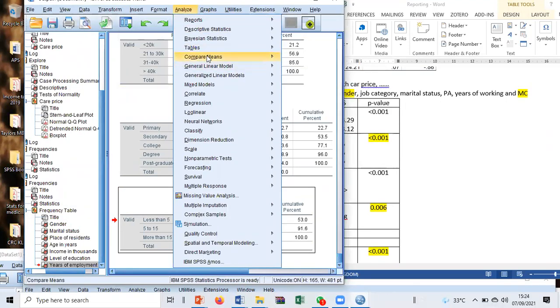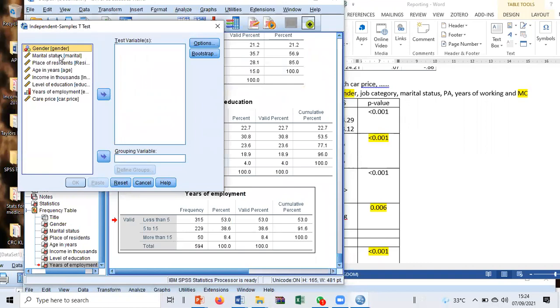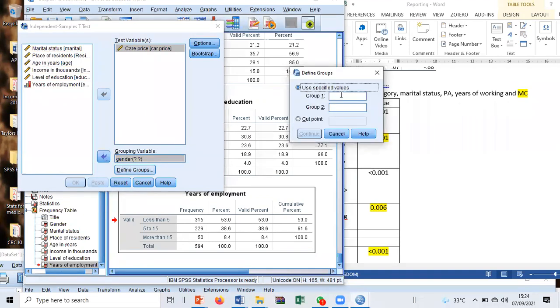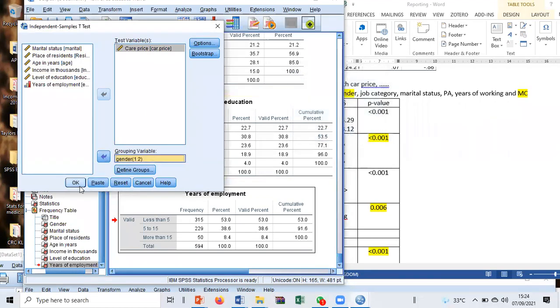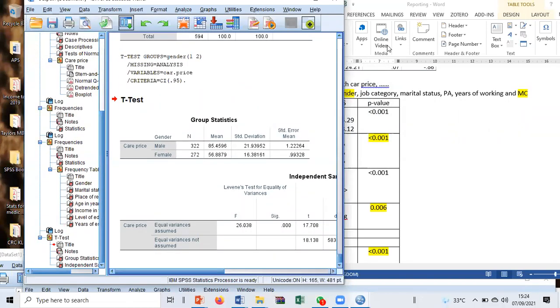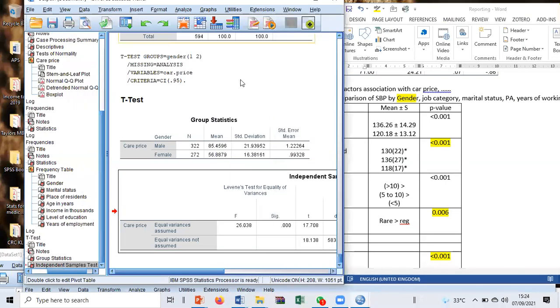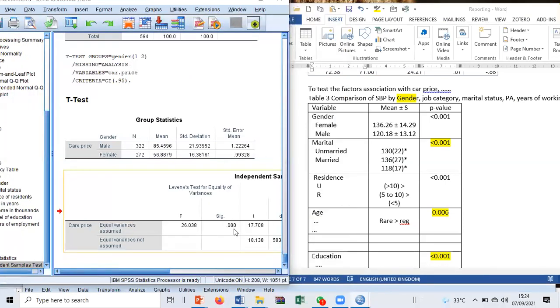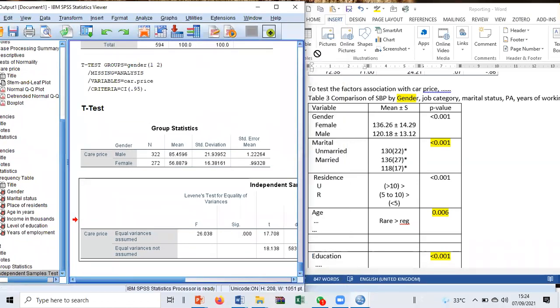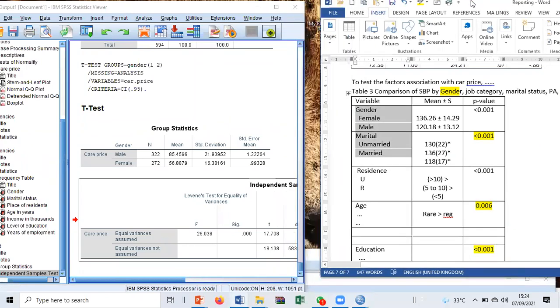Compare means of different samples. So here, car price, gender, my code is 1, 2. All right, so put the mean values. Is the assumption met? No. Okay, so assumption not met, then what do you do? Look for the median. It's non-parametric. You do the non-parametric test, and it's going to be median and interquartile range, something like this.